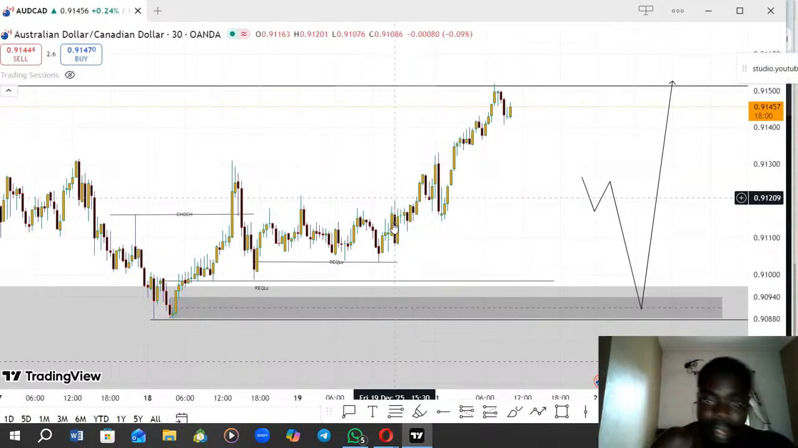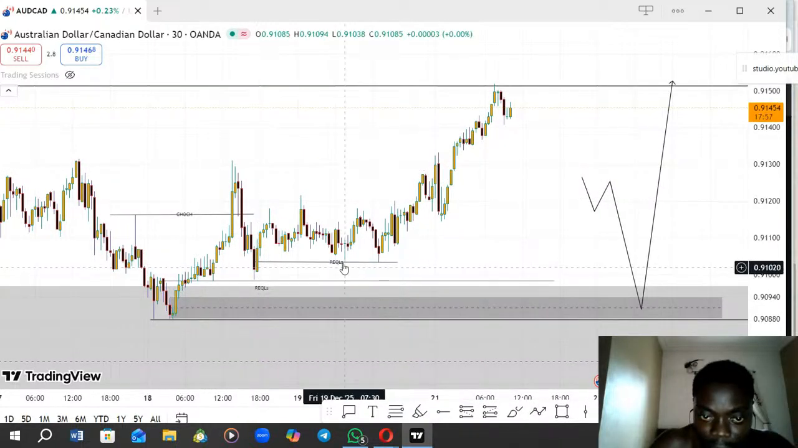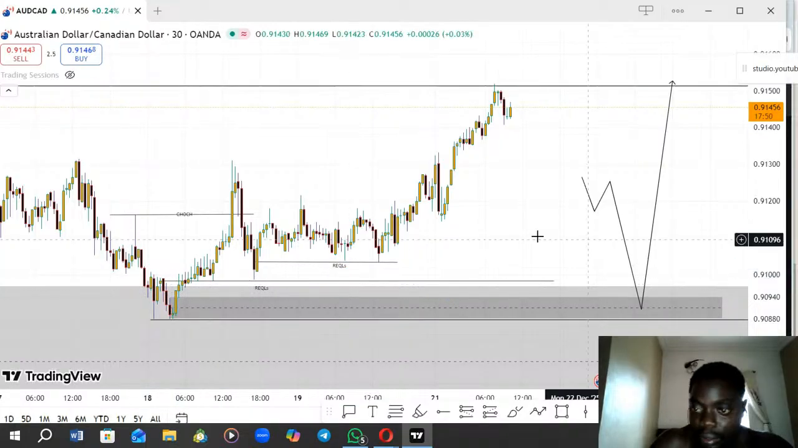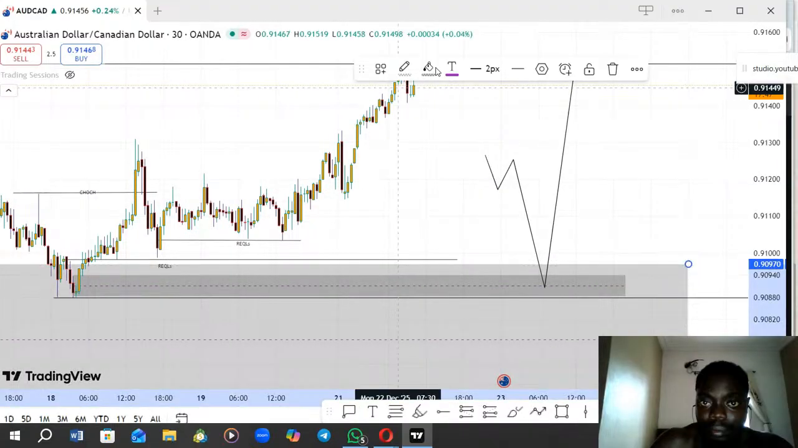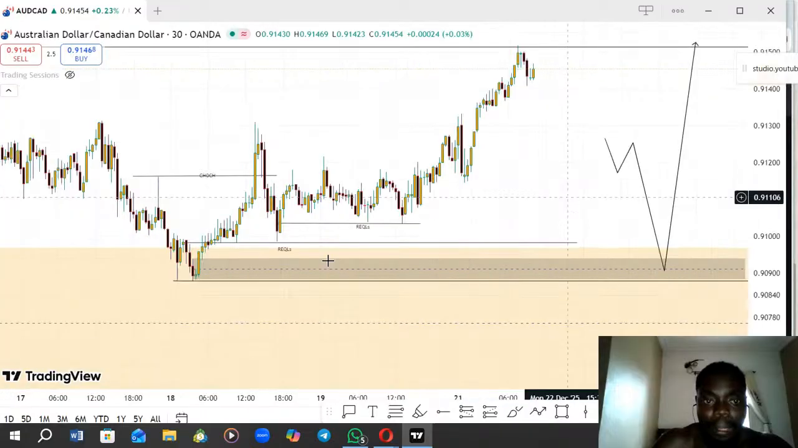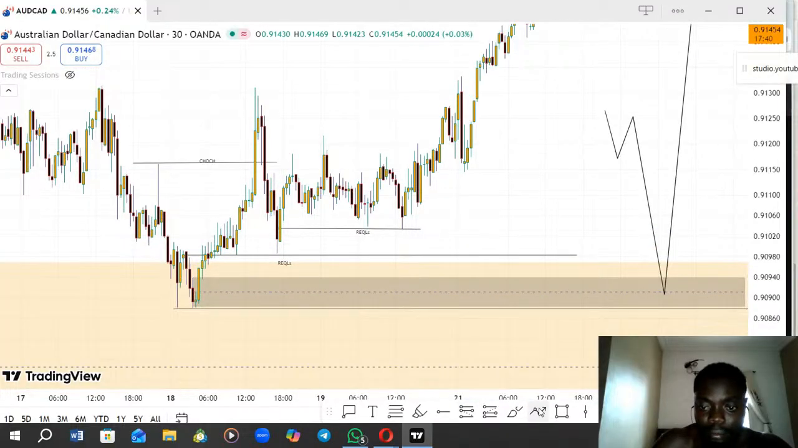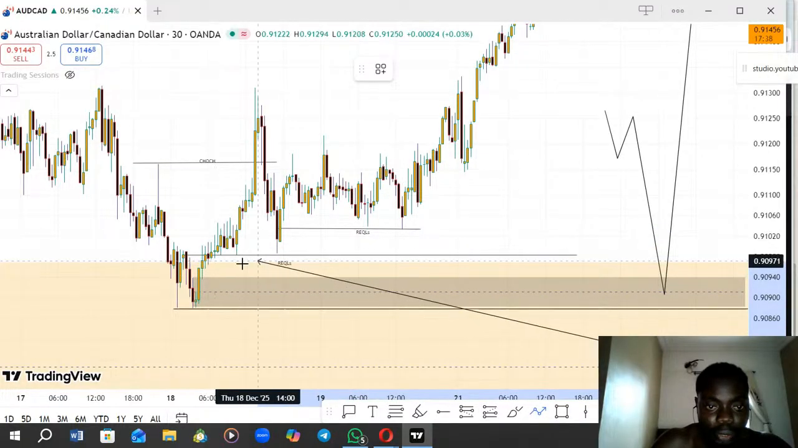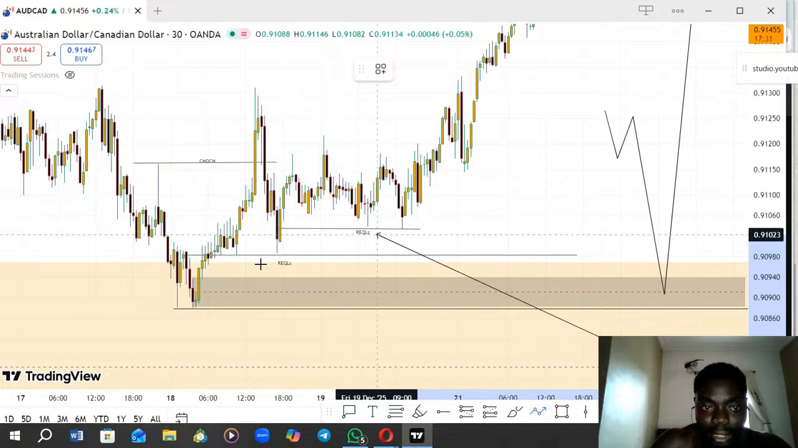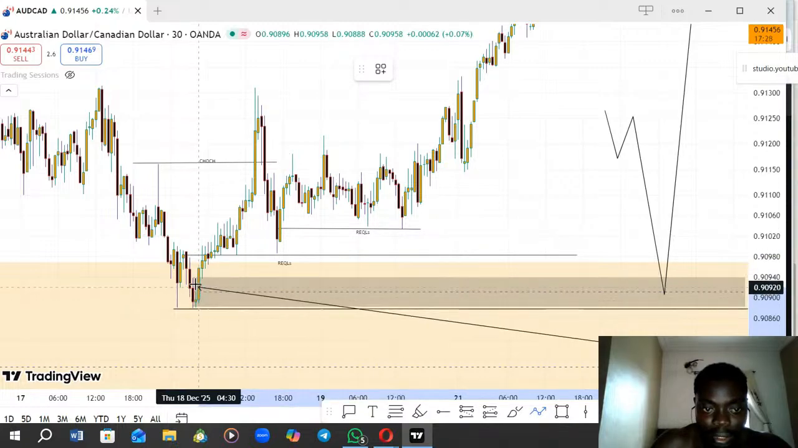You can see that we have equal lows here, which I have marked out. And below this low, let me change this line. Below this low here, we also have equal lows, but this equal low here, I won't take it because I have an extreme zone here, and there is a fair value gap there.